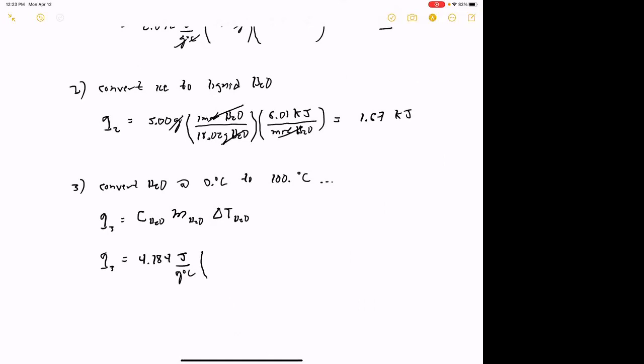Times the mass. I've still got 5 grams of it. I haven't done anything other than that. So still got 5 grams of the stuff. What's my delta T this time? Going from 0 to 100 degrees Celsius. What do you think my delta T looks like? What's T final minus T initial there? 100. 100, very good.